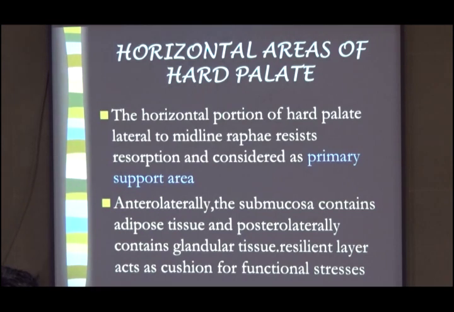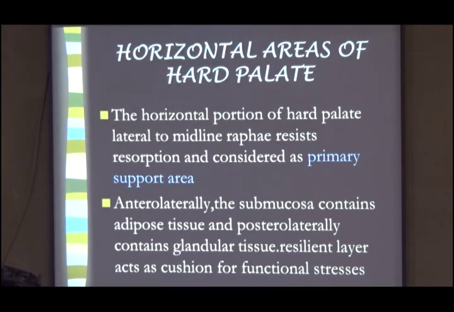So the primary support area which you should not miss is the flat areas of the hard palate and the posterolateral slopes of the residual alveolar ridge. In the flat areas of the hard palate, anterolaterally you will see adipose tissue and posterolaterally you will have glandular tissue. In cross section, in first year also you have learnt the landmarks. The same landmarks you will learn in your second year, in your final year, and after you finish your internship also. There should be some difference and some more details which you have to learn.